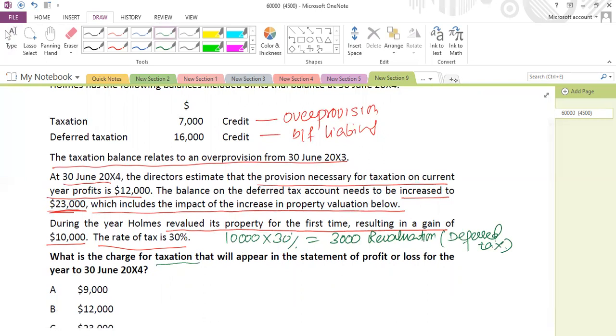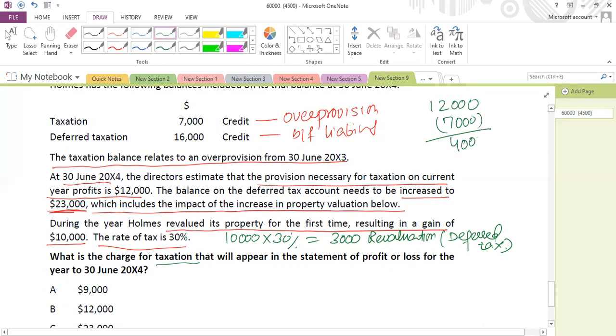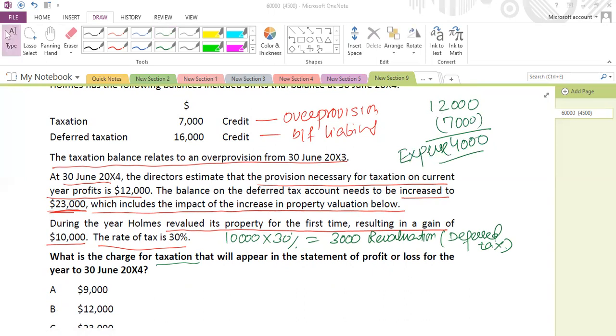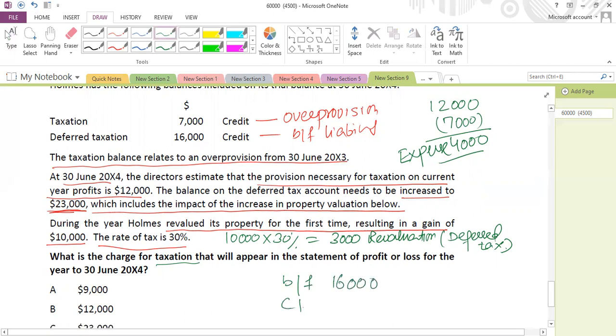So as far as income tax is concerned, the estimate is 12,000. Over provision was 7,000. Deduct over provision. So expense against income tax is 4,000. Now we have to see how much is to be shown against the deferred tax. Now see, deferred tax brought forward value was 16,000 and carried forward we have to make it 23,000.